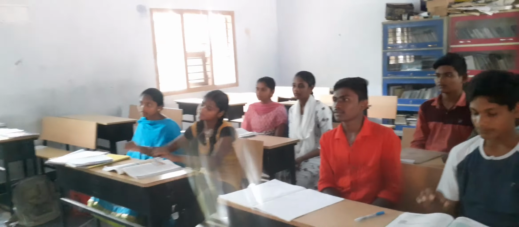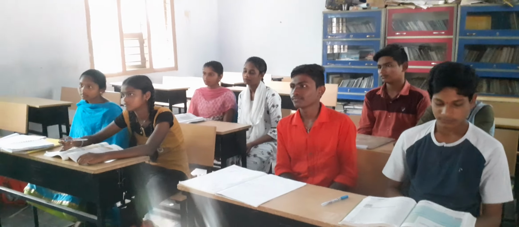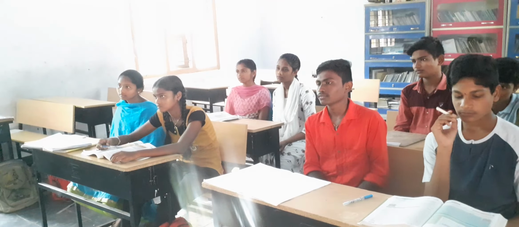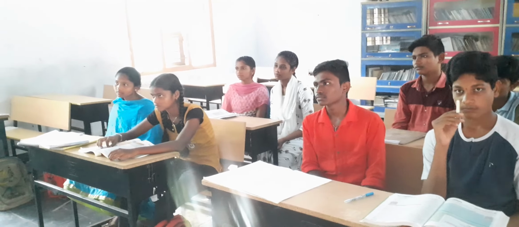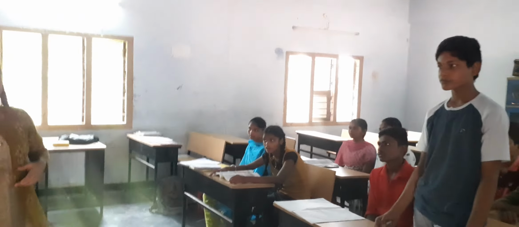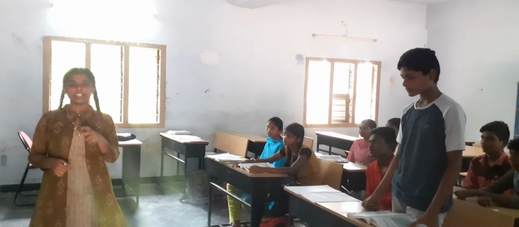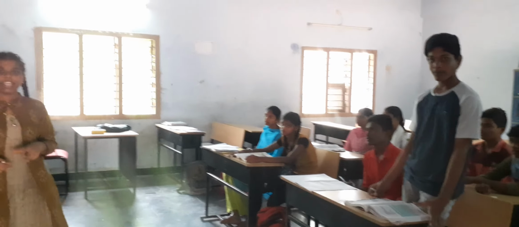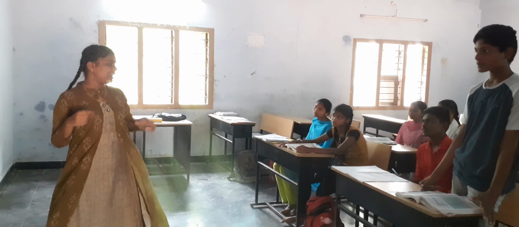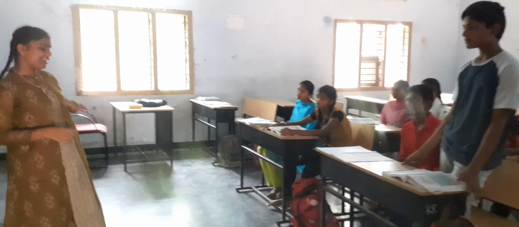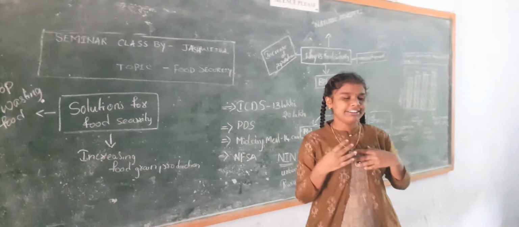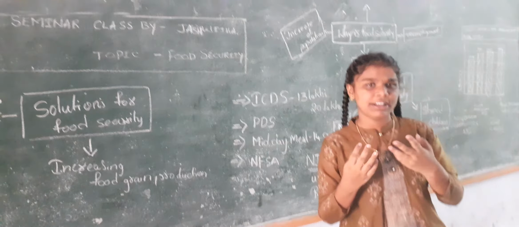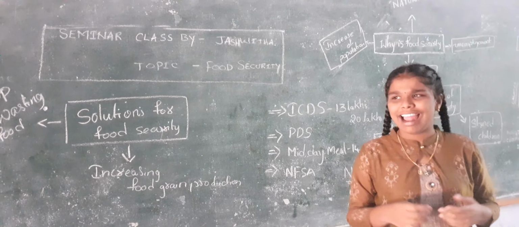According to this act, two-thirds of India's population should get food. According to the NFS Act, two-thirds of the Indian population should get 5 kgs of rice, and the poorest should get 35 kgs of rice. According to this act, I am eating food, my friends are eating food, my teacher is eating food, you are eating food, and all of us are eating food.